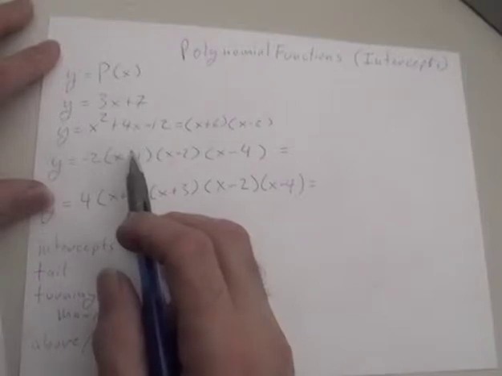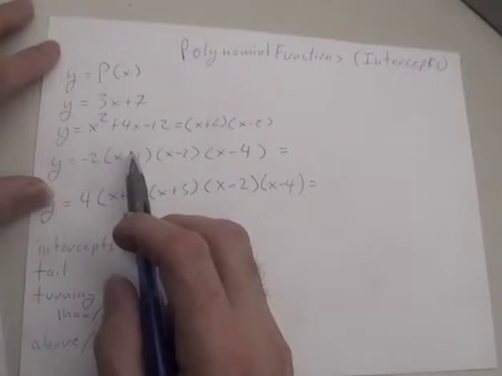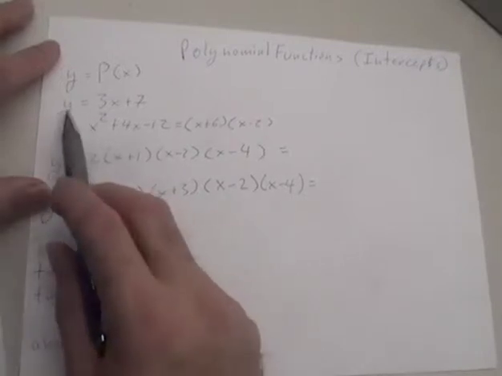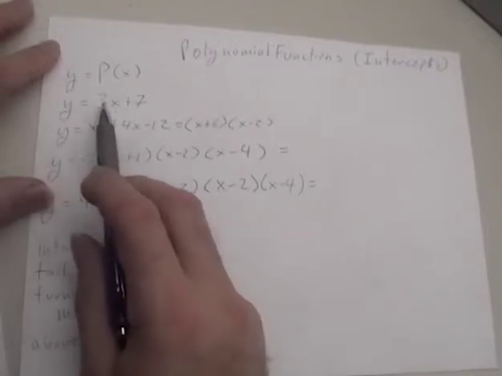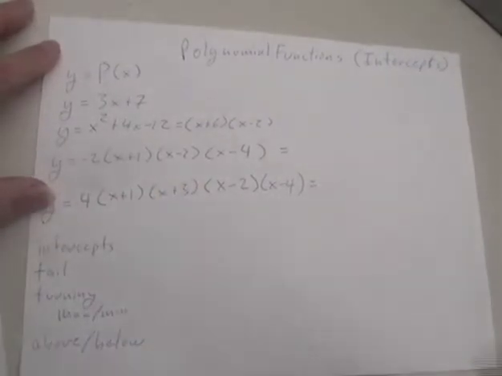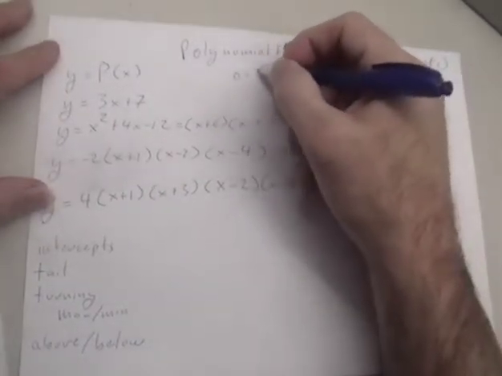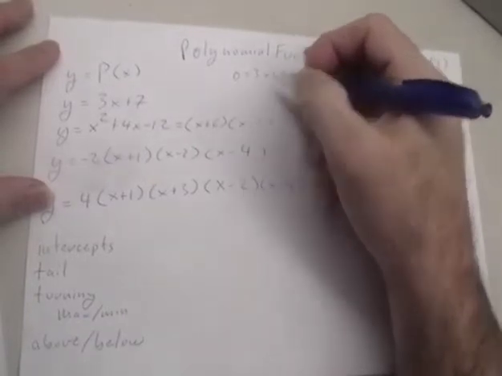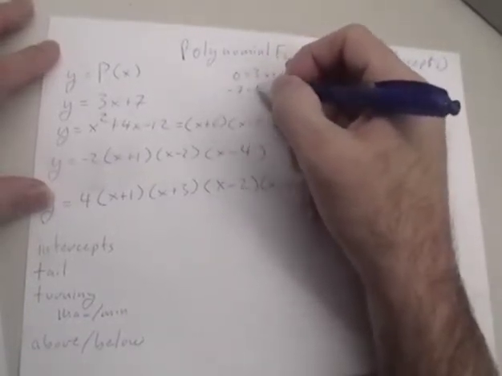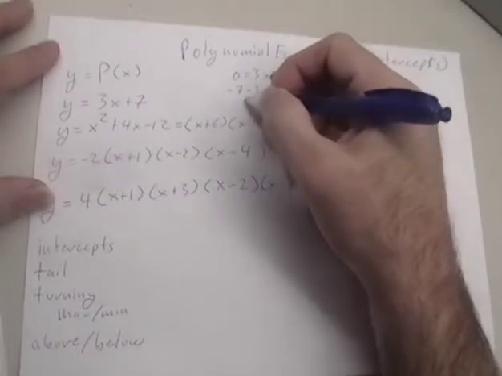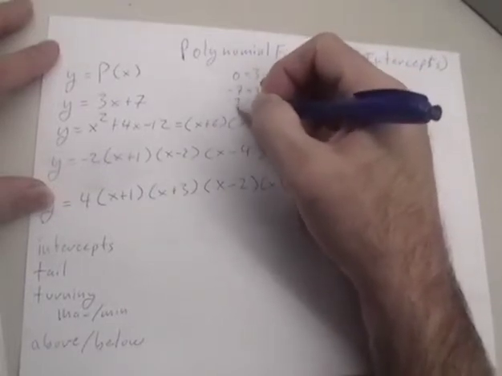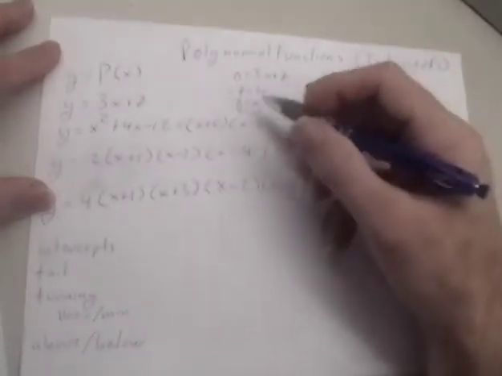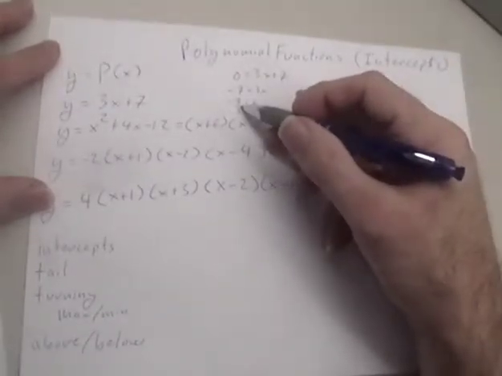To find the x-intercept, it's best if we can factor and then solve for y equals 0. In the first case, if y is equal to 0, then I would have 0 is equal to 3x plus 7. I'd bring the 7 over, and I'd divide by 3. So the x-intercept would be the point negative 7/3, comma 0.